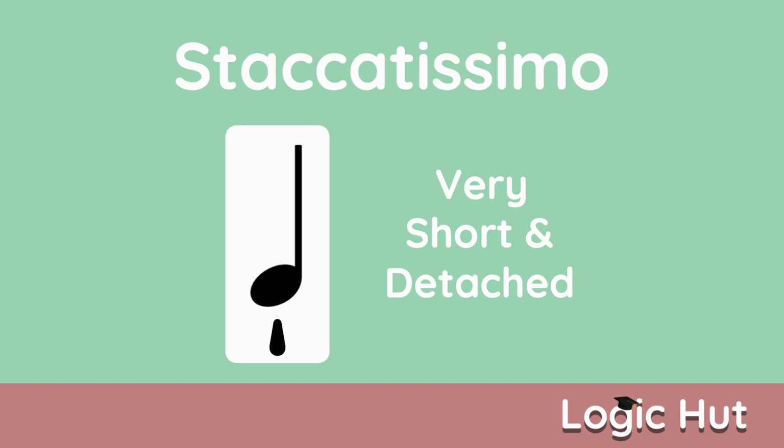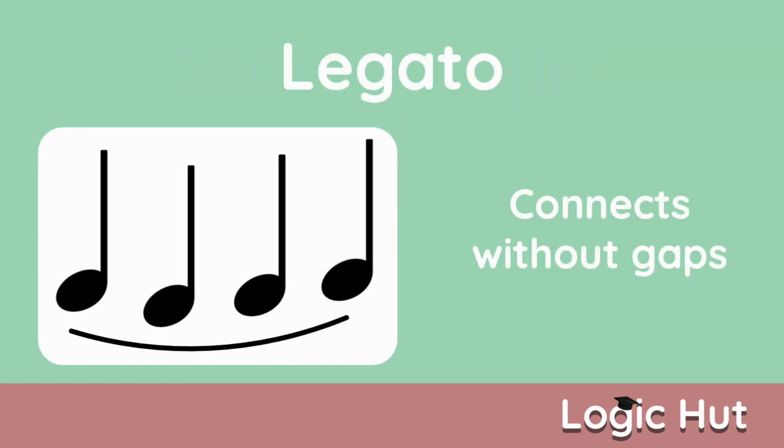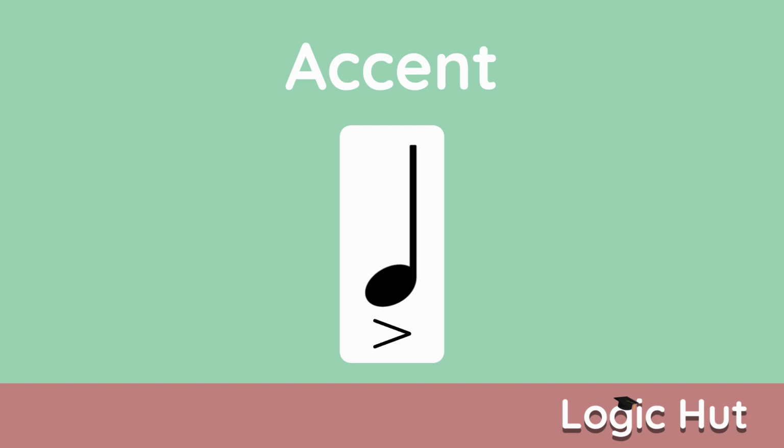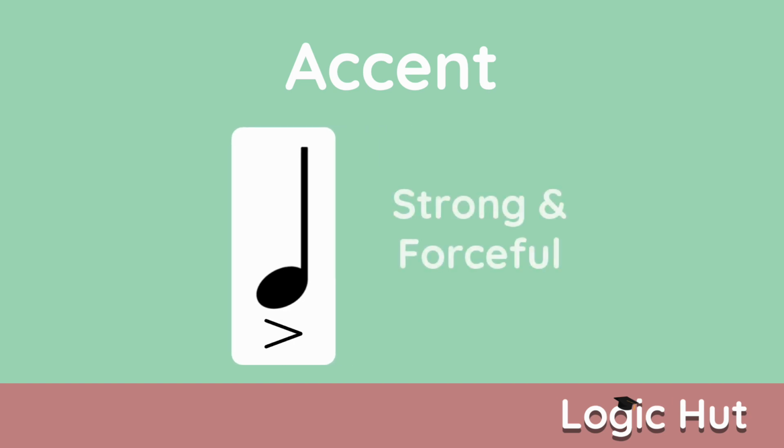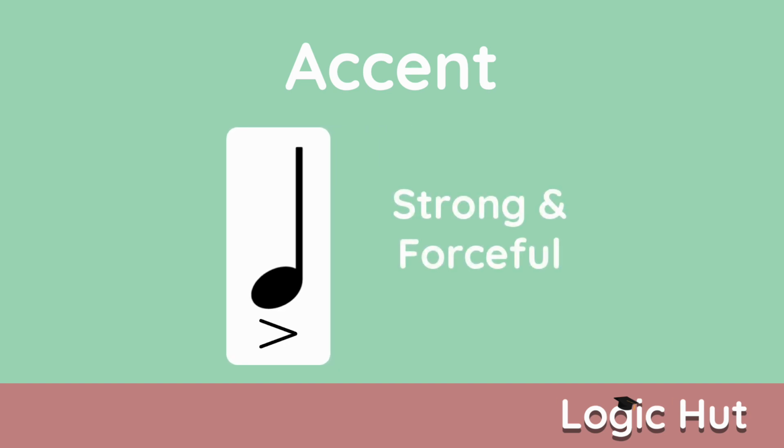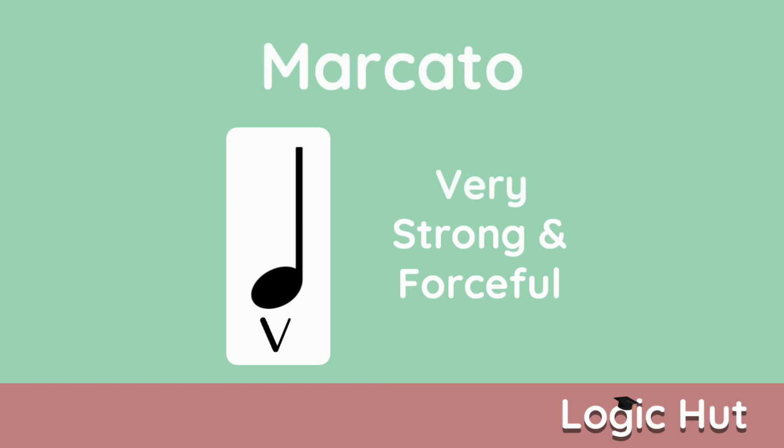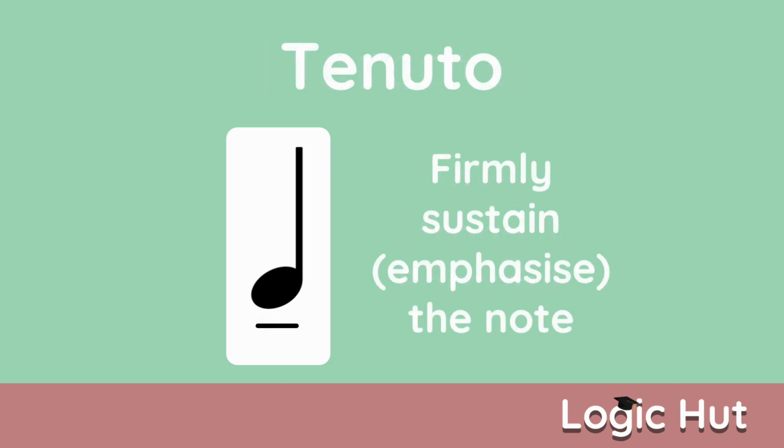The opposite of staccato is legato. The symbol is called a slur and connects notes without gaps. The accent looks like this, and means the note should be played strongly and with force. And the marcato means very accented, and looks like an accent on its side. And finally, there is the tenuto. This means to firmly sustain the note.